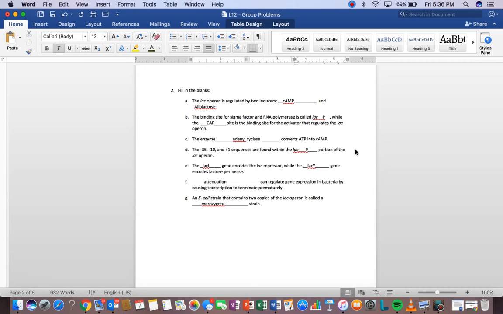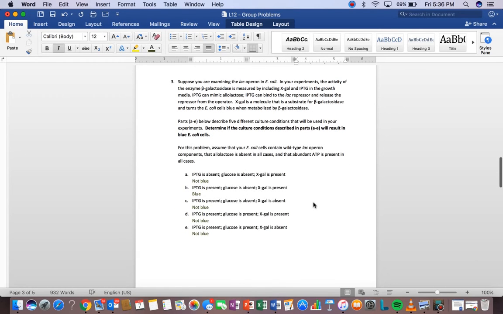So for part E, the lacI gene encodes the lac repressor, while the lacY gene encodes lactose permease. And then attenuation can regulate gene expression in bacteria by causing transcription to terminate prematurely. And then lastly, in part G, it says an E. coli strain that contains 2 copies of the lac operon is called a merozygote strain.